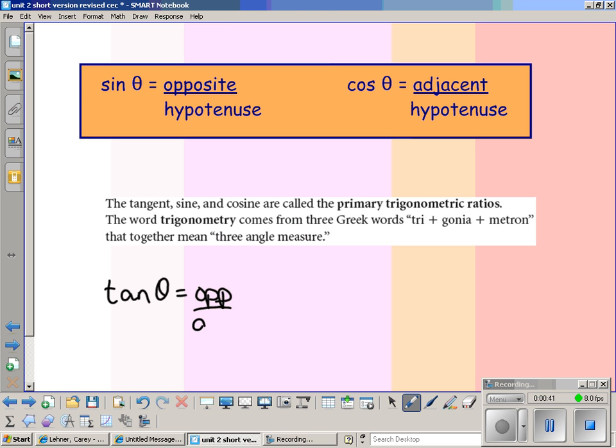So yesterday the tangent ratio was opposite over adjacent. Today we're going to learn the other two. The sine of an angle is equal to its opposite side over the hypotenuse, and cos of an angle is equal to adjacent over hypotenuse. The tangent, sine, and cosine are called primary trigonometric ratios. The word trigonometry comes from three Greek words, tri plus gonia plus metron, that together mean three-angle measure.